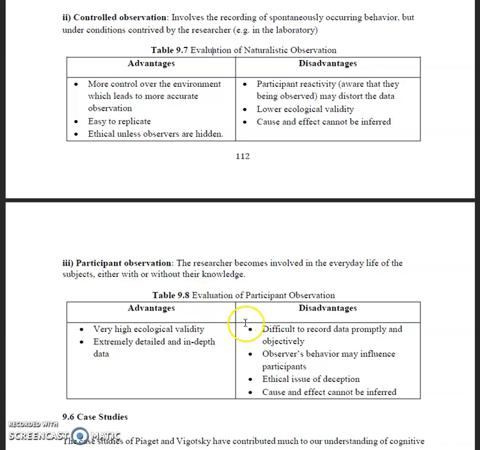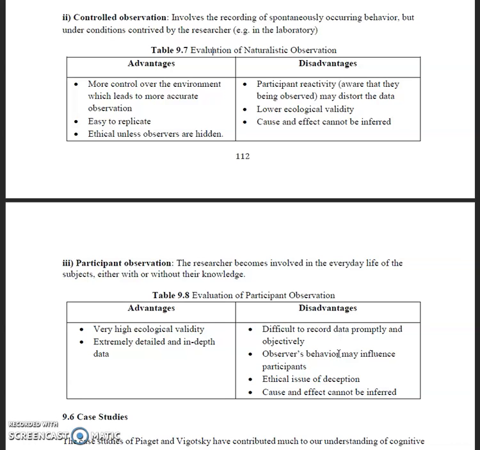The disadvantage of a participant observation would be it's difficult to record the data promptly and objectively, because in that sense, you became a homeless person yourself to observe homeless people. Right? When would be the time for you to record the data in your book? If you open a book and you start writing something, people might notice you. So that's why it's difficult to do all this.